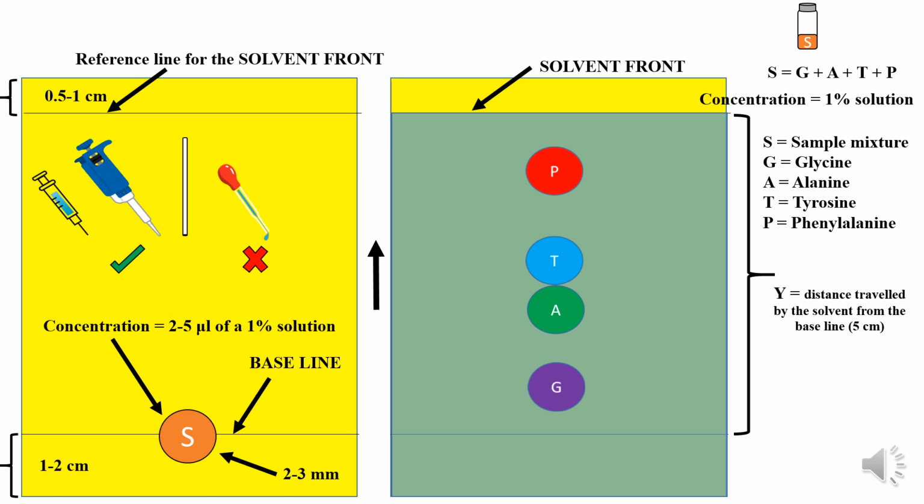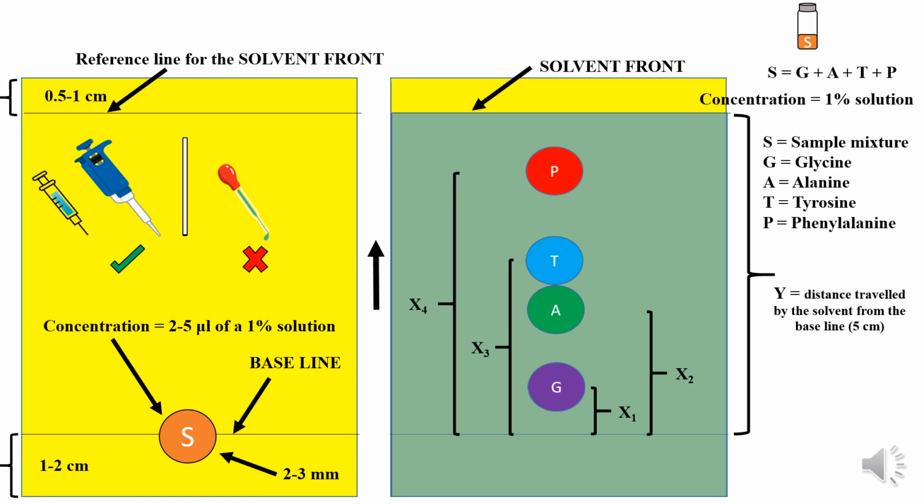Now measure the distance traveled by the solvent from the baseline. Let's say y is the distance traveled by the solvent from the baseline. Let's say it is 5 centimeter. X1 is the distance traveled by glycine. X2 is the distance traveled by alanine. X3 is the distance traveled by tyrosine. And X4 is the distance traveled by phenylalanine. So always measure the distance traveled by the components from the baseline, considering the center of the spot.